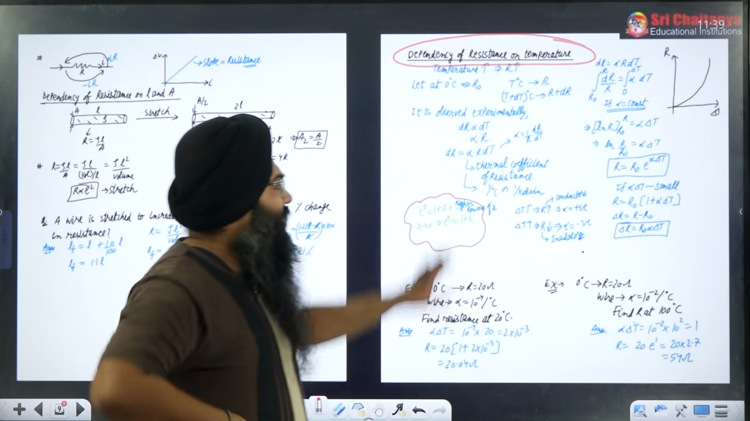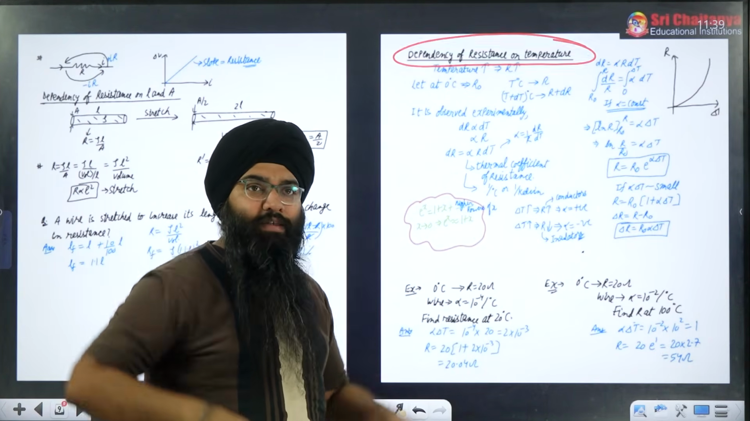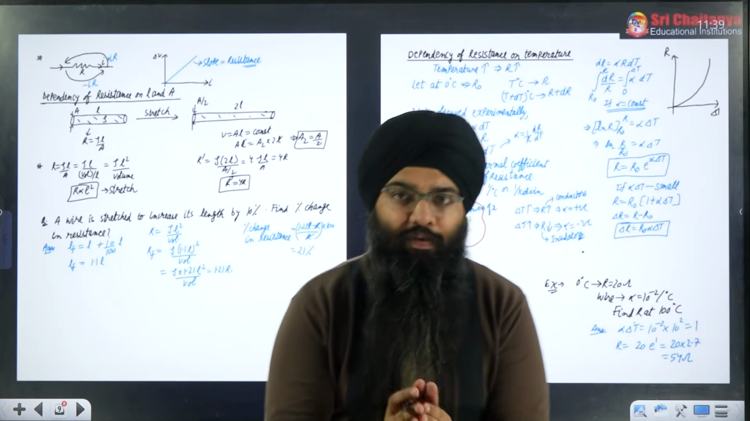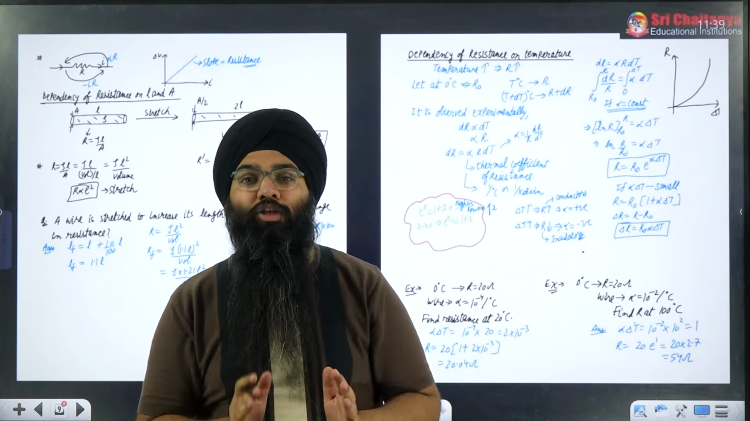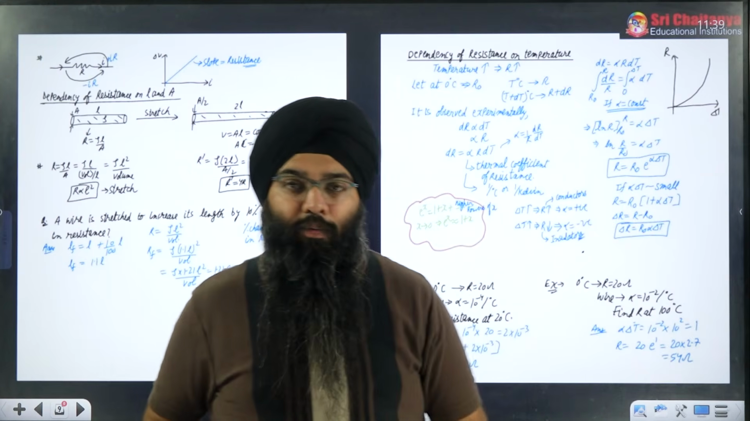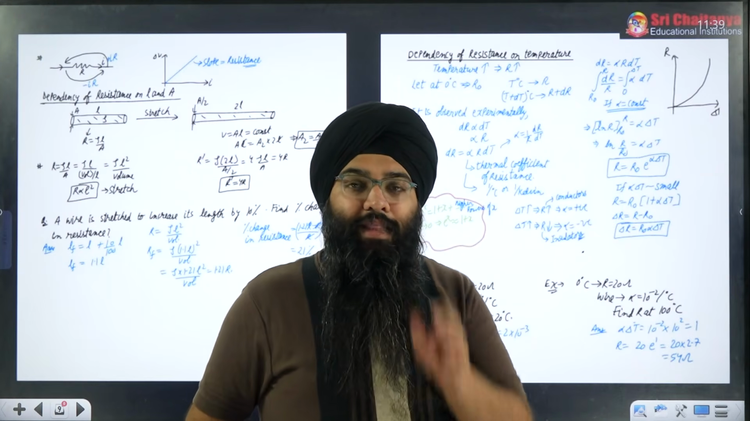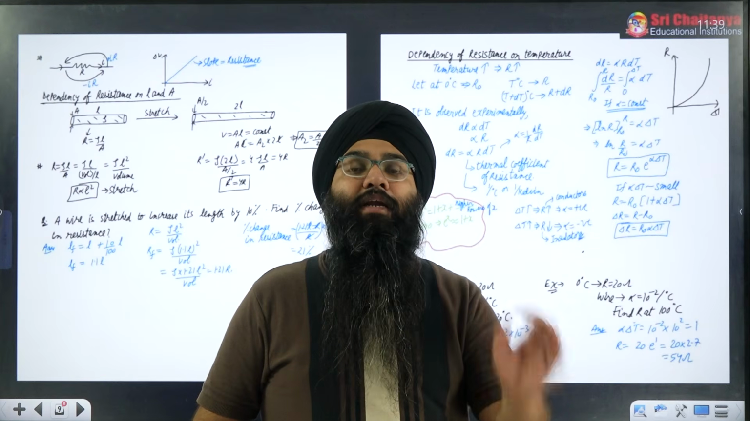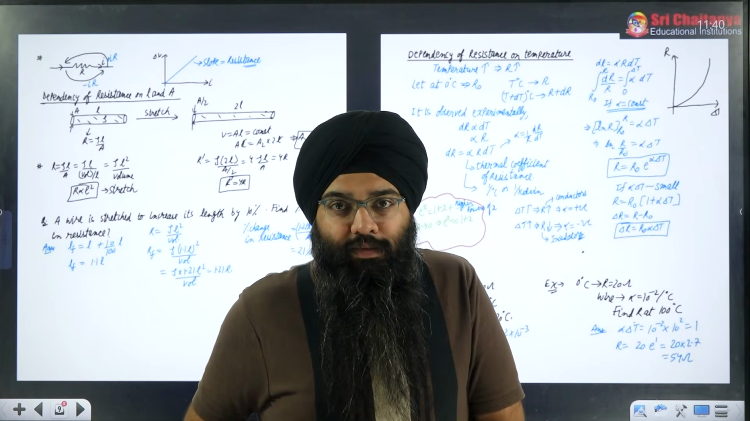So please understand one thing. Again, I am not deriving it. I will give you the final result. Please understand, whenever we are talking about the temperature dependence of resistance, it depends which material we are talking about. If we take a conductor, if the temperature increases, the resistance will also increase.